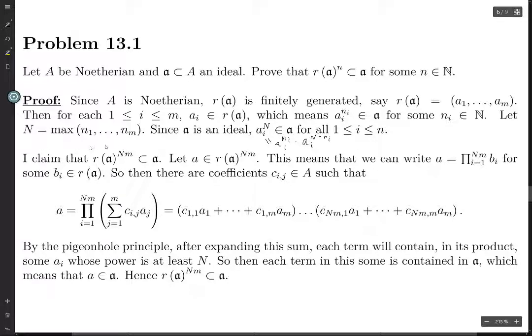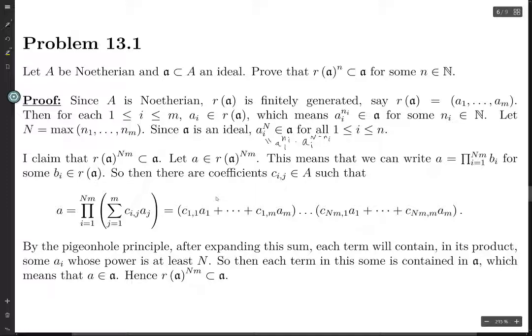this product will be in this overall ideal. So that's that. Now I claim that taking this radical ideal and raising it to the power of N times m, where m is the number of generators of the radical ideal and capital N is the max of these things, will give you a subset of this ideal 𝔞. To prove this, take an element in here, which means that we can write it as a product from 1 through N times m of bi, where each bi is contained in R(𝔞). And since R(𝔞) is generated by the elements a1 through am, we can write each bi as a sum from 1 to m of c_ij aj, where the c_ij are coefficients in A. So the element is equal to the product of sums of this form, which we can write out if we wanted to.